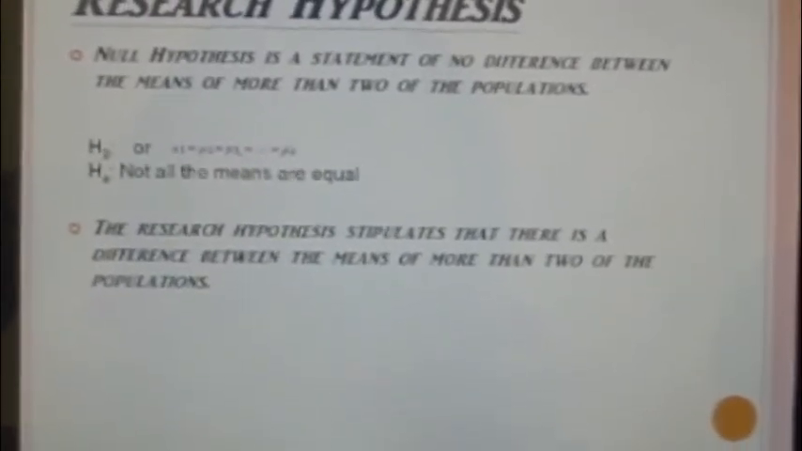The null hypothesis holds that the sum of squares within and the sum of squares between are roughly the same, while the research hypothesis stipulates that the sum of squares between is high relative to the sum of squares within.